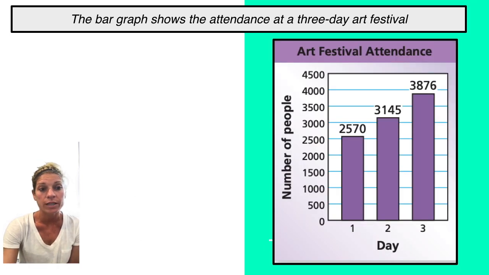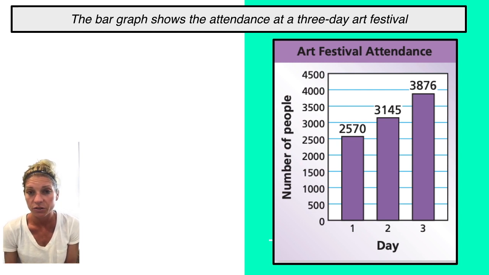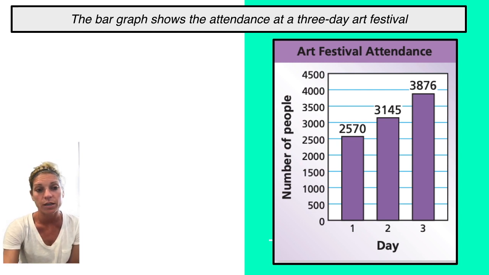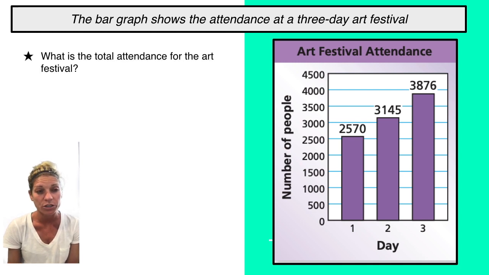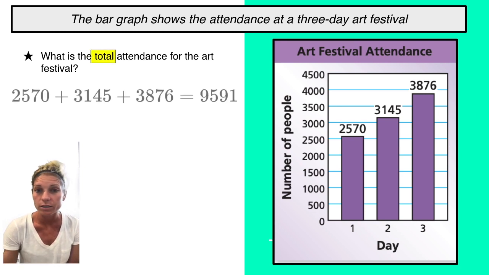All right, so in this slide, we're looking at a bar graph that shows the attendance of a 3-day festival. You can see day 1 is 2,570 people, day 2 is 3,145 people, day 3 is 3,875 people. So our first question is, what is the total attendance for the art festival? Well, there's that word total, and we know that total means addition. So we're going to add up day 1 plus day 2 plus day 3, and that's going to give us 9,590 people.